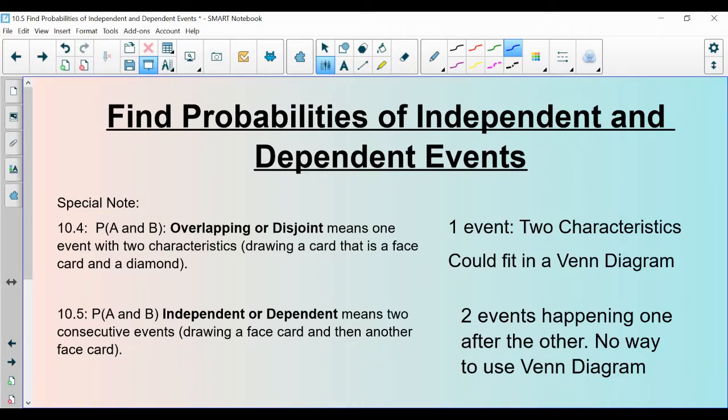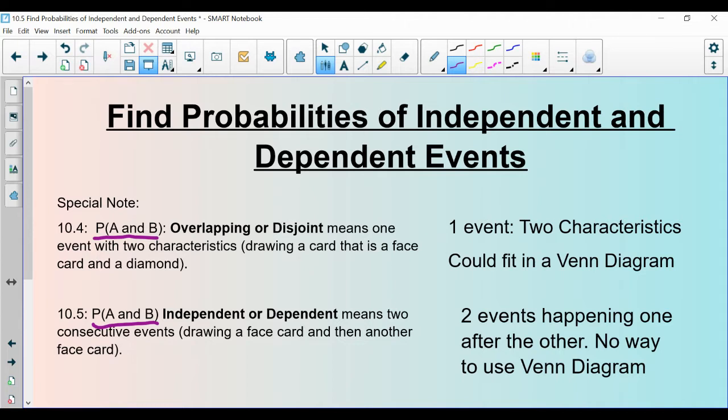Hello, Algebra 2 students. I want to clear up some common points of confusion between sections 10.4 and 10.5. A lot of this confusion comes from us using this notation in 10.4 and the exact same notation in 10.5, but it means two different things. And you guys are going to be responsible for figuring out what the question is asking based on the context of the rest of the question.